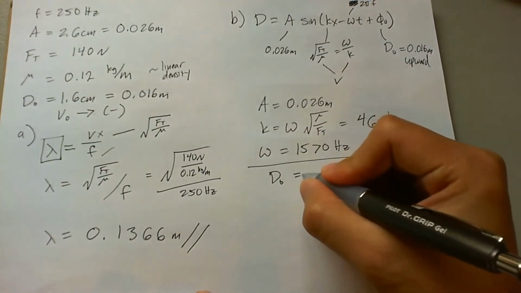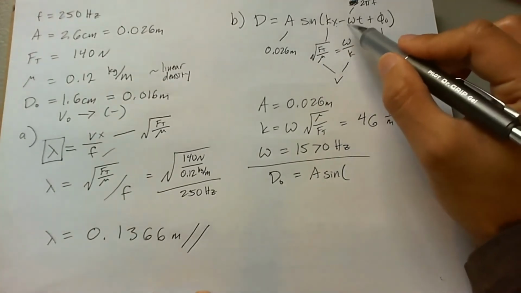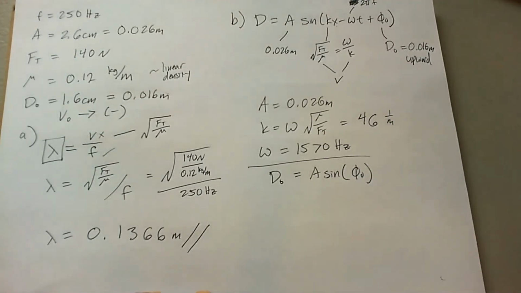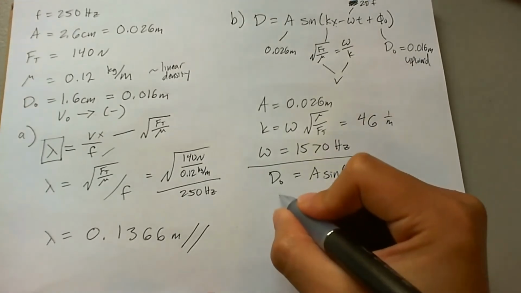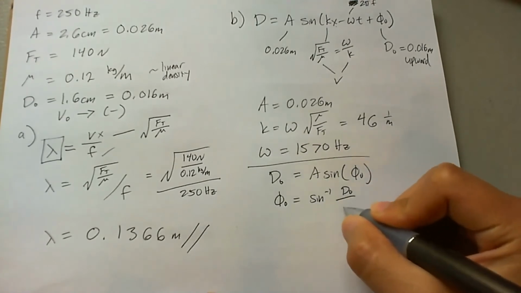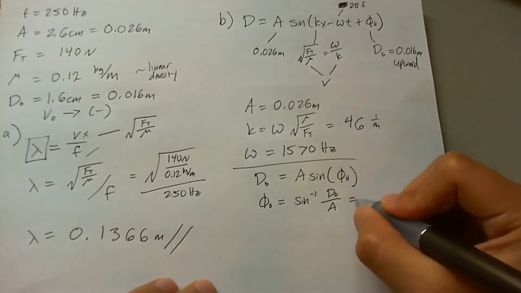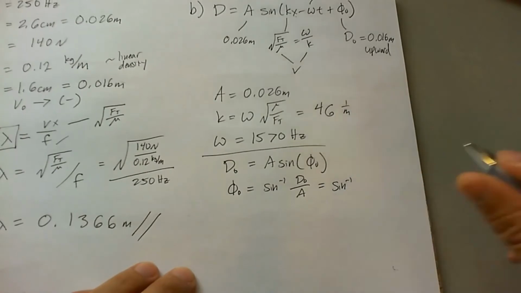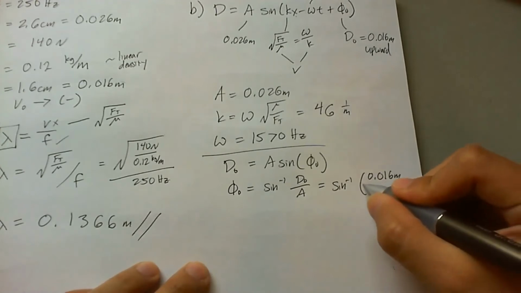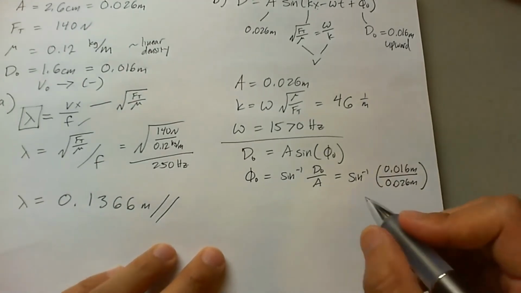So we write down the same equation here, except we know since x and t are 0, they cancel out, leaving phi naught in the argument for sine. Again, that's pretty awesome for us because then we can solve for phi naught using the inverse sine of D naught over A, which we well know what it is. That's going to equal the inverse sine of 0.016 meters divided by 0.026 meters. And that's going to give us two answers.